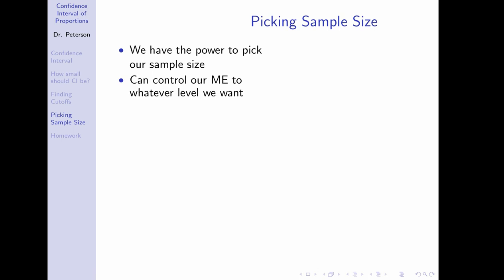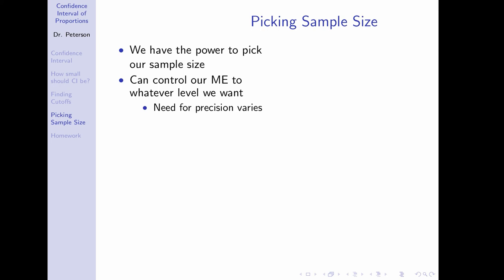As a final note on confidence intervals, we can focus on picking our sample size. So we have the power to pick our sample size. In any study we actually conduct, we control how many samples we take. Depending on how bored you are or how committed you are, you can sit and roll a die as many times as you want, flip a coin as many times as you want, ask people a question as many times as you want. This allows us to control the margin of error to whatever level we want.